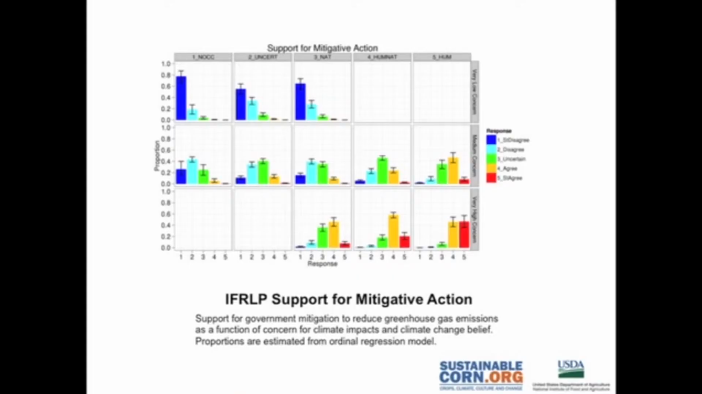Now, when we look at the mitigation item, this is strongly predicted by both the belief and the level of perceived risk. And so the belief here is in the columns going from climate change is not occurring to, on the far right there, climate change is caused mostly by human impacts. And again, as you move from left to right across the figures here, you can see that for those who believe that climate change is not occurring, they are very unlikely to support government mitigation. But as we move to the right, they're increasingly likely to support government mitigation in regard to climate change. And we also see a similar pattern going from top to bottom dealing with concern.